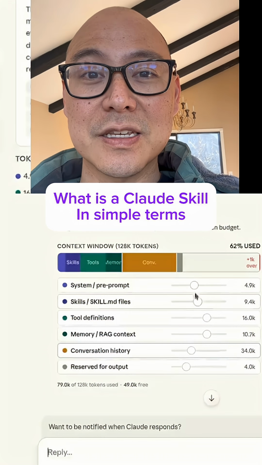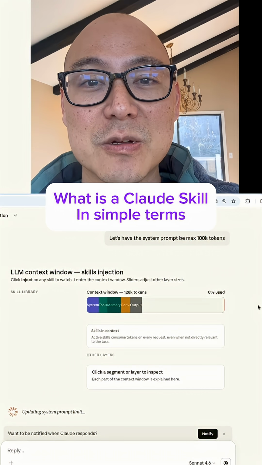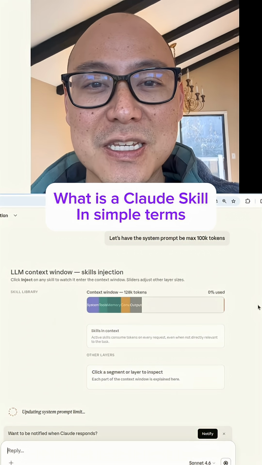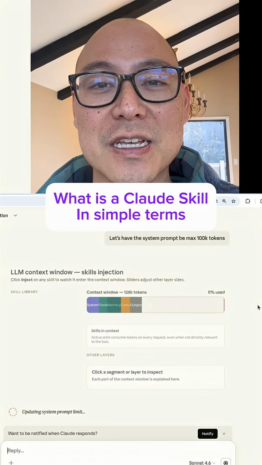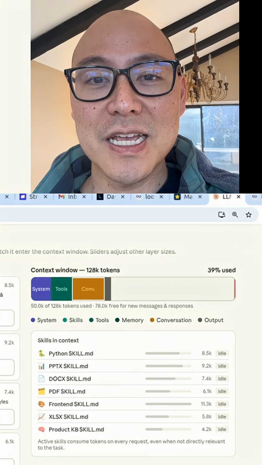What is a Claude skill and why should I care? This video is for vibe coders in simple terms, because people keep hyping up skill, skill, skill and not saying what it is. To understand what a skill is, you just have to understand context management.